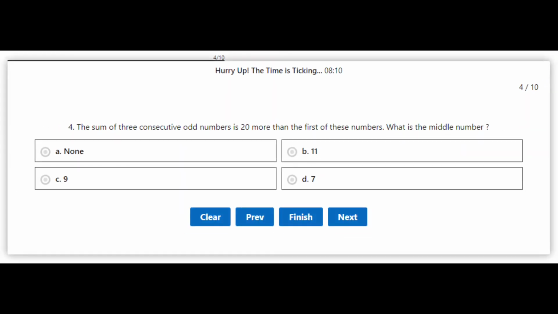Our fourth question is, the sum of 3 consecutive odd numbers is 20 more than the first of these numbers. What is the middle number? So we have to find the middle number in this question, and we already know what consecutive numbers are. We have to use consecutive odd numbers and find the middle number. Odd consecutive numbers are like 3, 5, 7. These are 3 odd consecutive numbers.